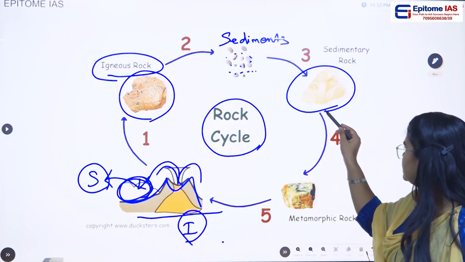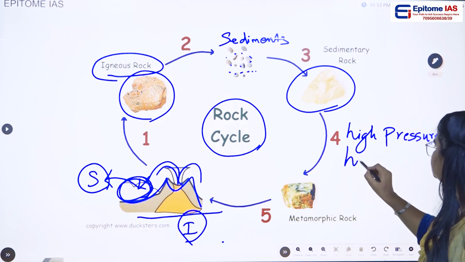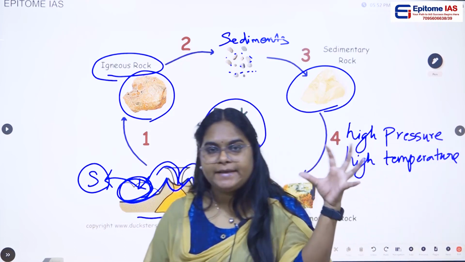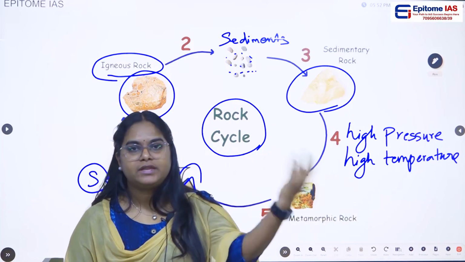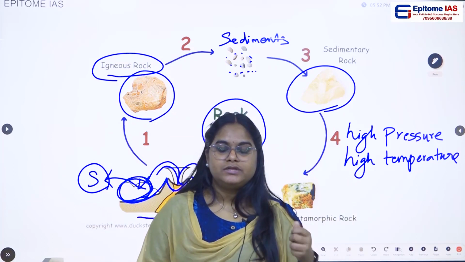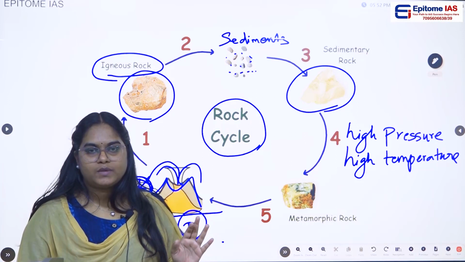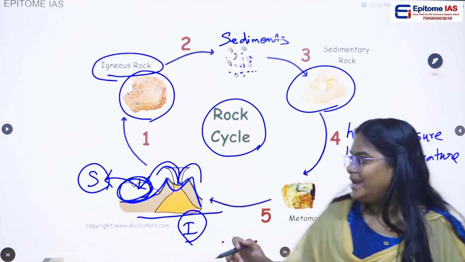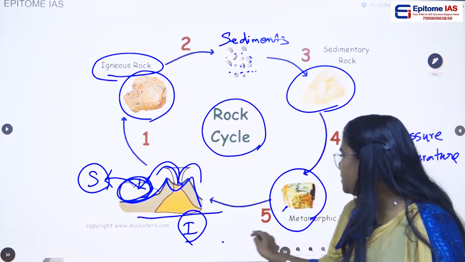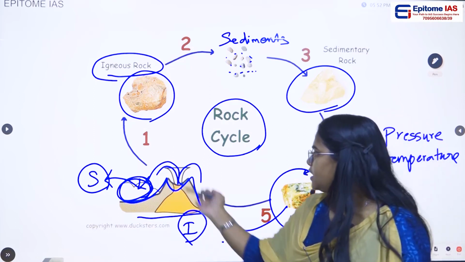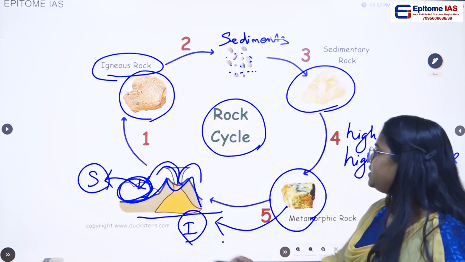Then this sedimentary rock goes through high pressure and high temperature. When going through high temperature and high pressure for years and years, this sedimentary rock will transform into another type of rock, that is a metamorphic rock. This metamorphic rock will again, after some time, melt and form the base of the magma, and then it can again come out as magma in a volcanic eruption and again form the igneous rock. So this cycle will continue again and again.